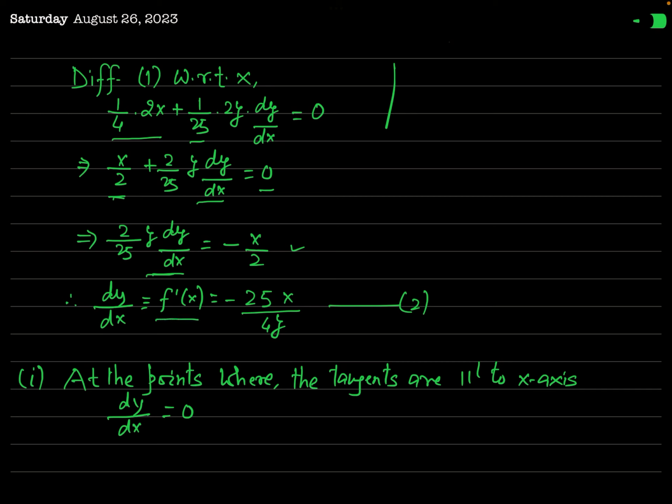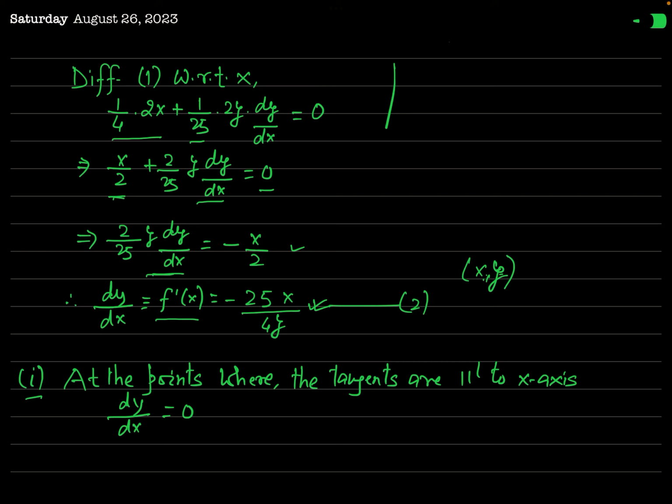Dy by dx, which is equivalent to f dash of x, that will be minus 25x over 4y. So this derivative at an arbitrary point (x, y) is equal to minus 25x divided by 4y. Now we can solve the first problem. According to the first condition in our problem, we have to locate the points where the tangents drawn to the curve are parallel to the x-axis.